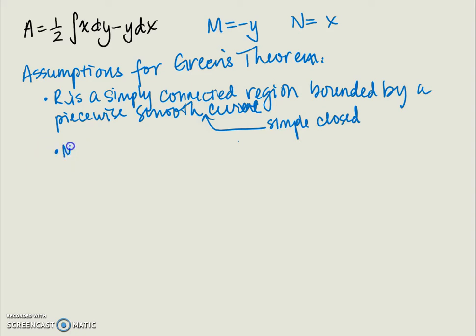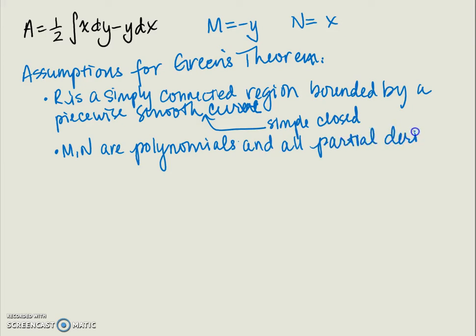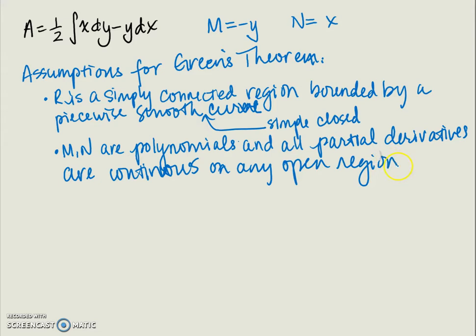The second hypothesis is about M and N and their partial derivatives being continuous in an open region containing R. Well, M and N are polynomials, which are wonderful types of functions because all of their partial derivatives are continuous on any open region R in the xy plane. So we've satisfied the second hypothesis. So we're good to go. We can use Green's theorem.